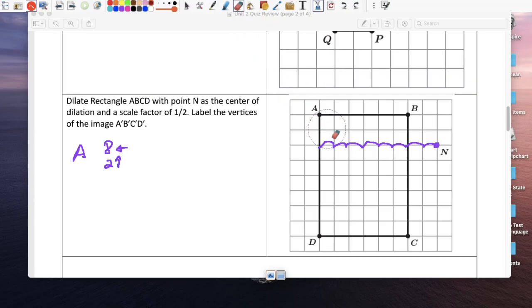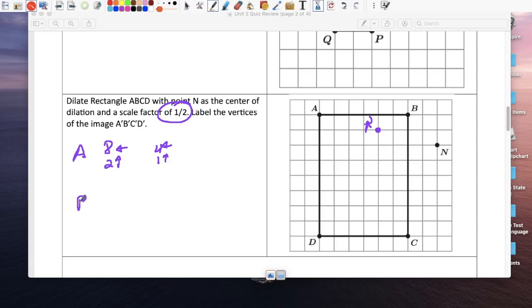So it's a dilation of a half, right? A scale factor of a half. What's going to happen to both distances is going to be cut in half. So instead of 8, I'm going to go 4 to the left. Instead of 2 up, I'm going to go 1 up. So 1, 2, 3, 4, and then 1 up. So A prime.